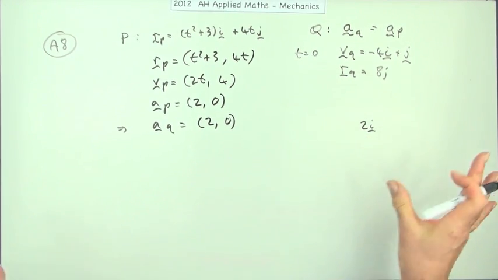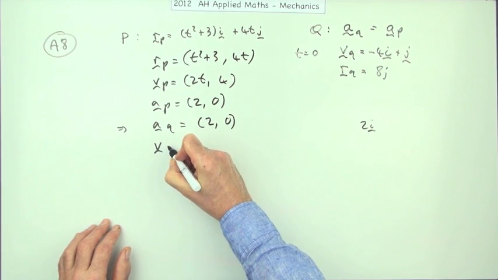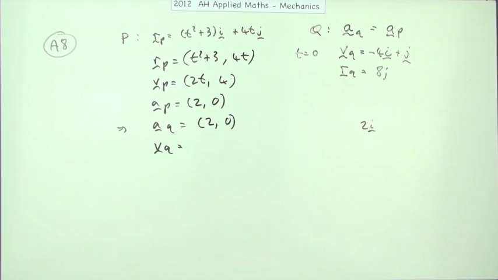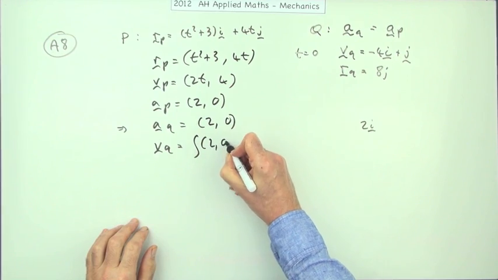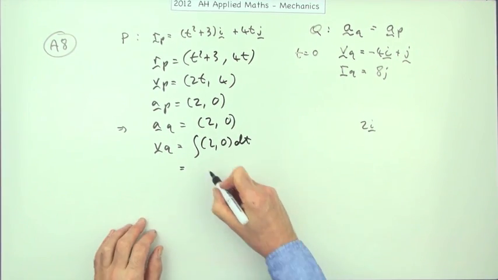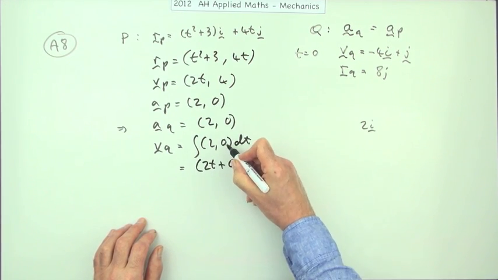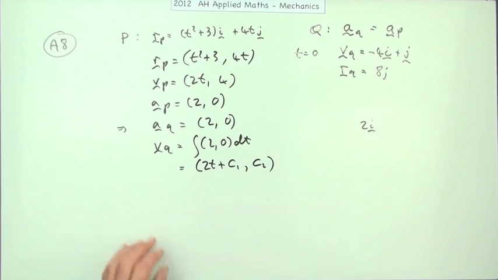Now that means that the velocity of q will be the integral of that, the integral of 2, 0 dt. Because that's going to turn into two parts. It's going to turn into 2t plus a constant, and that 0 will go to some other constant.